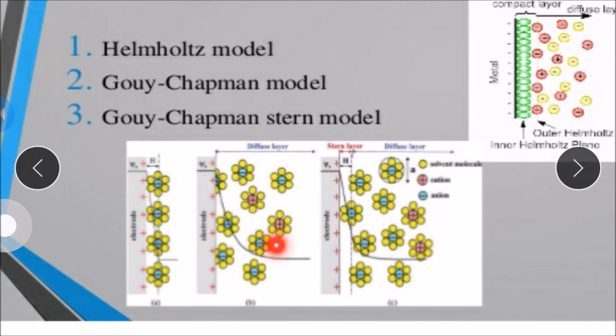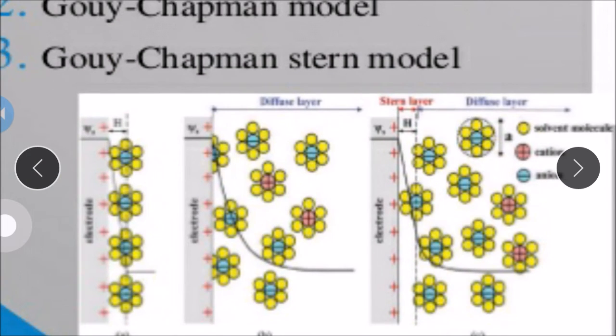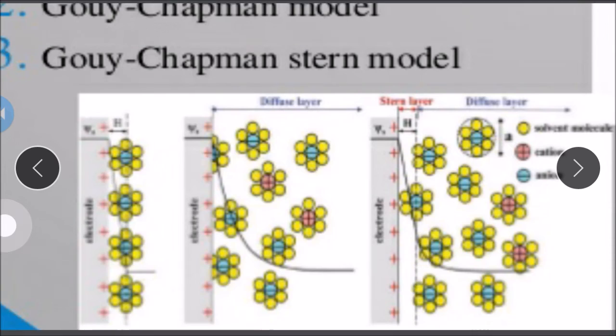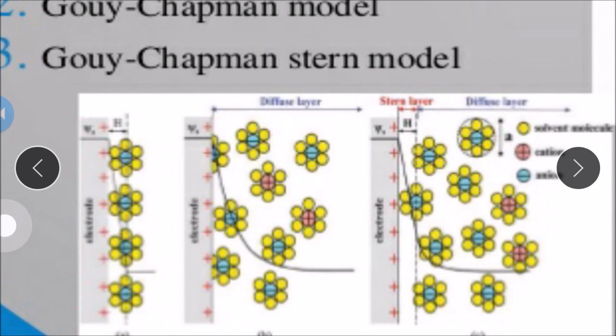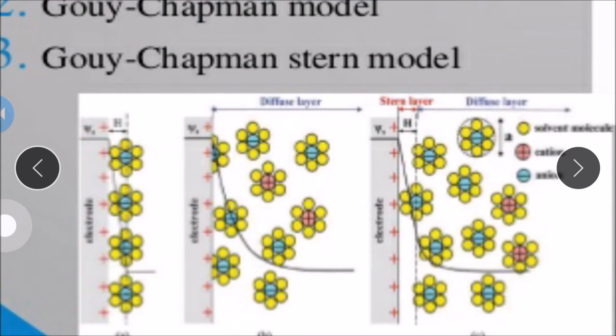Here this diagram shows the positive ions surrounded by negative ions, and negative ions surrounded by positive ions. Likewise, the Stern layer here is the stationary layer. After that there will be a diffuse layer. Here the yellow colored ions are solvent particles, the red colored ions are positively charged cations, and the blue colored particles are indicating negative ions.